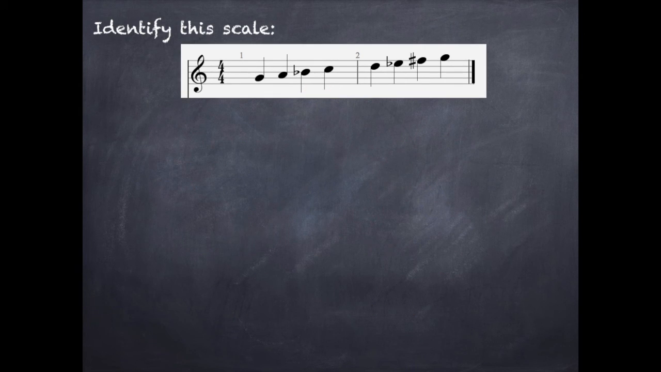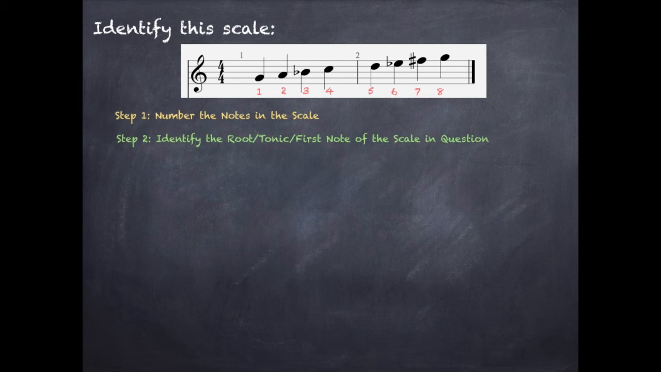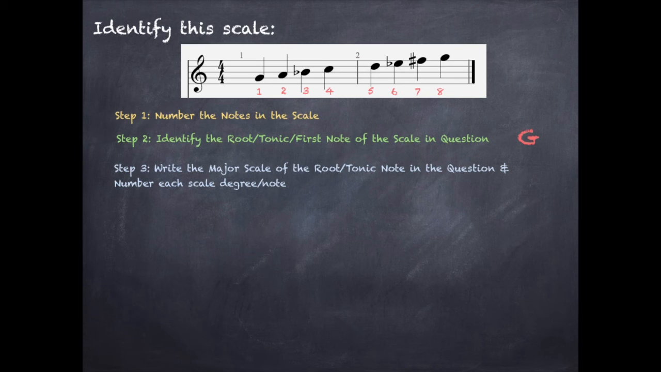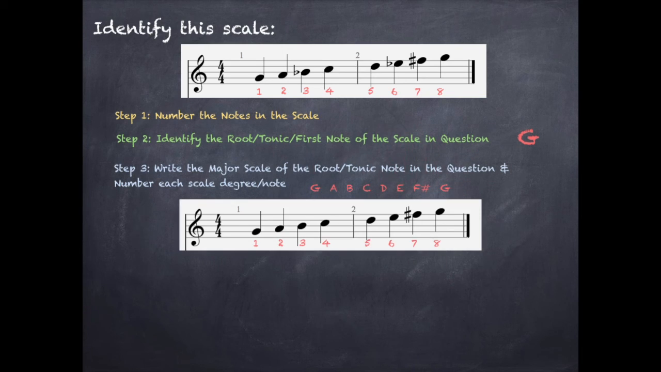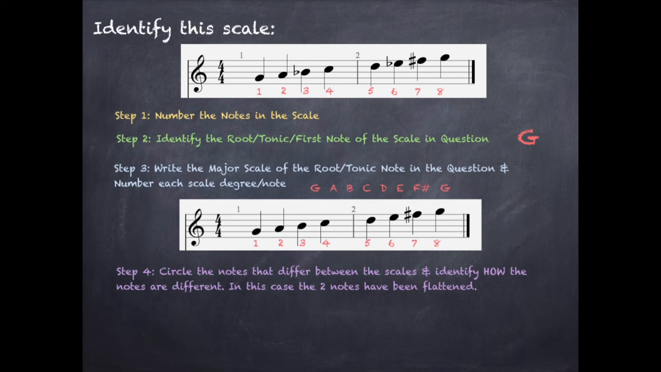Let's try it again. Identify this scale. So step 1, once again, we number the notes from 1 through 8. Step 2, we identify the root tonic first note of the scale in question. This scale is also starting on G. Step 3 is we write the major scale of the root tonic note in question and number each scale degree. So once again, we write the G major scale and we number all the notes 1 through 8.